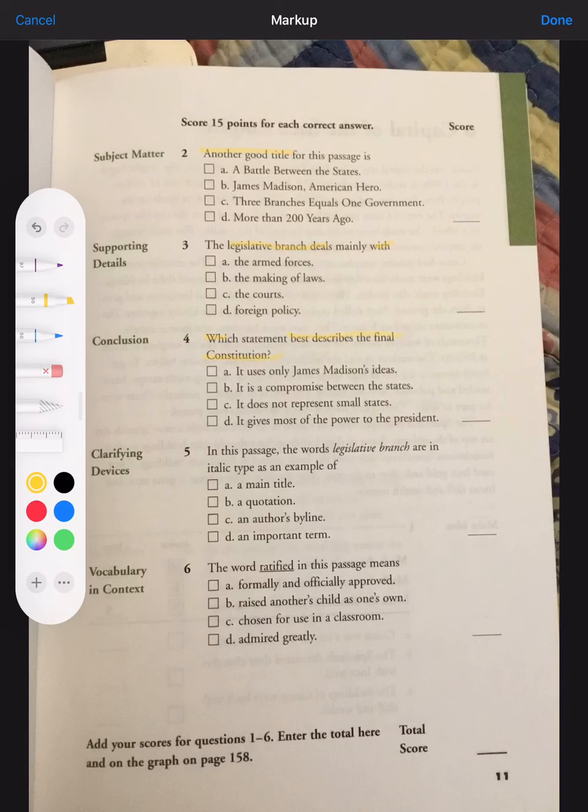Number 5, in this passage, the words legislative branch are in italic type as an example of A, main title, B, a quotation, C, an author's byline, or D, an important term. Please highlight "the words legislative branch are in italic type as an example of." Number 6, the word ratified in this passage means A, formally and officially approved, B, raised another's child as one's own, C, chosen for use in a classroom, or D, admired greatly. Please highlight "ratified means."